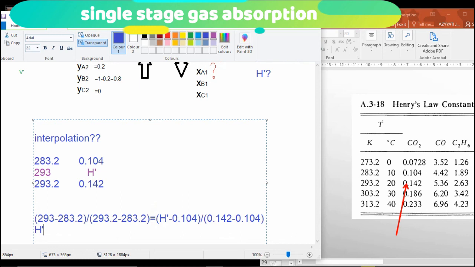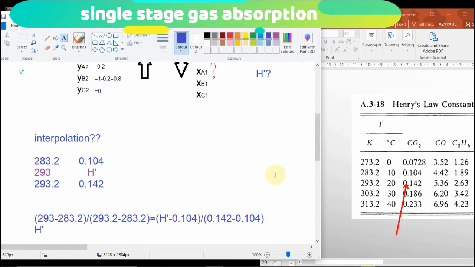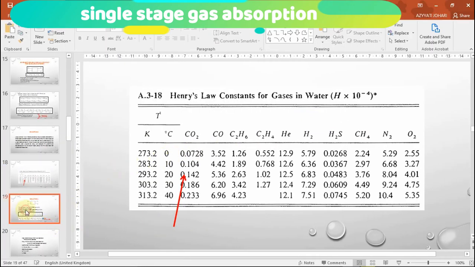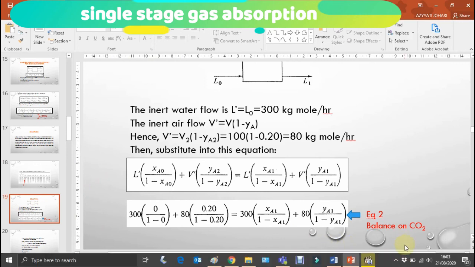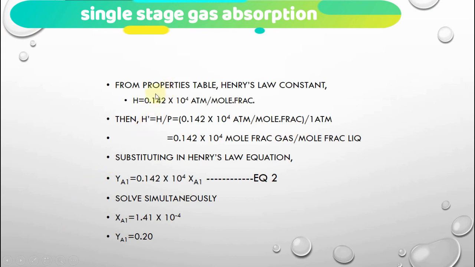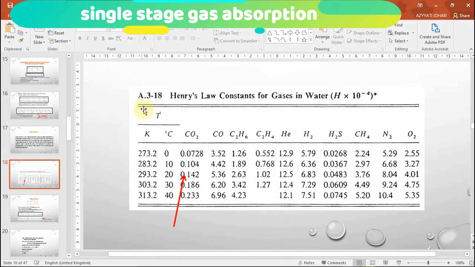Okay, done. So when you get the value for H prime, the next step is, let's say the value for H prime is, we just take like this one, 0.142. You get the value 0.142. Go back to this table. Don't forget to multiply it by 10 to the power of minus 4. So this is the value.